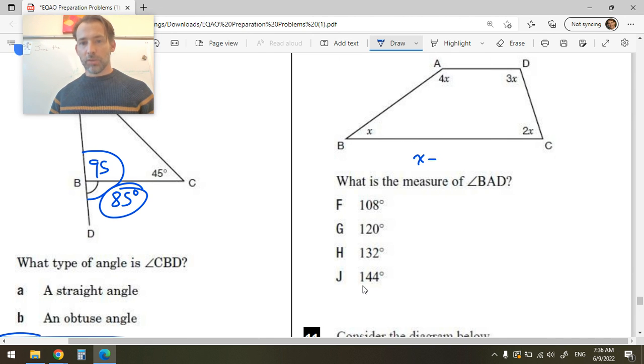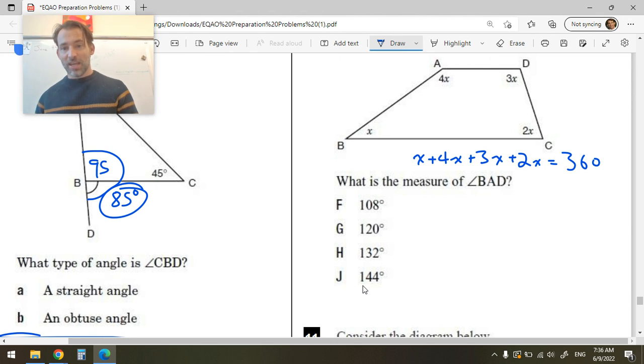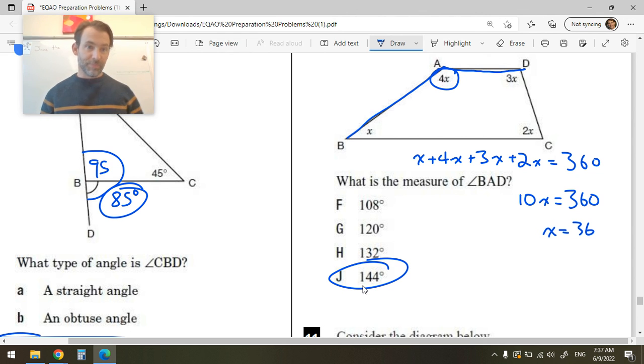So I can say x plus 4x plus 3x plus 2x equals 360. And from this, I can solve for x. First, collect all your like terms. That's 10x equals 360. So x equals 36. And we want to know angle BAD. So what is BAD? Well, it's going to be 4 times 36. 4 times 36 happens to be my favorite number, 144.